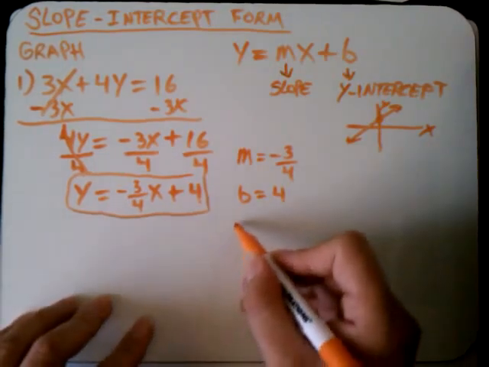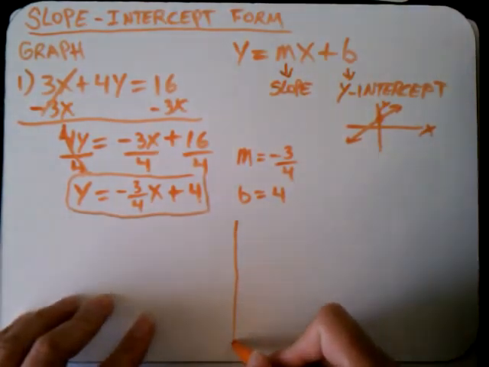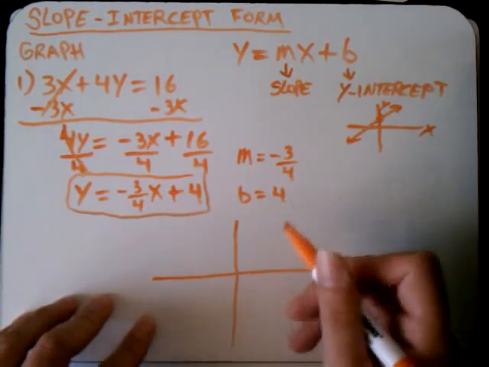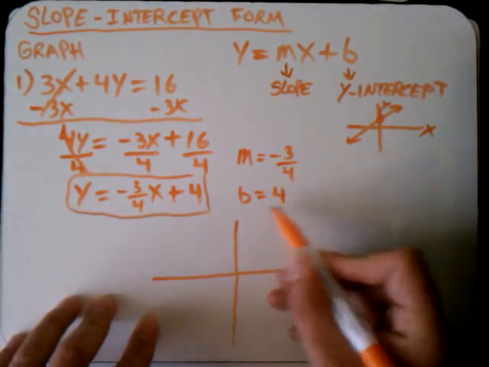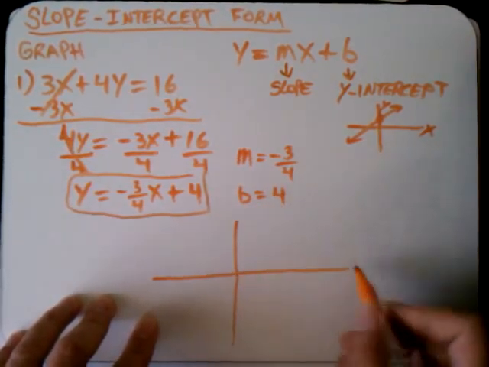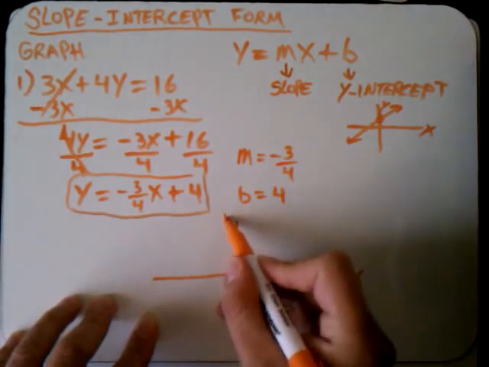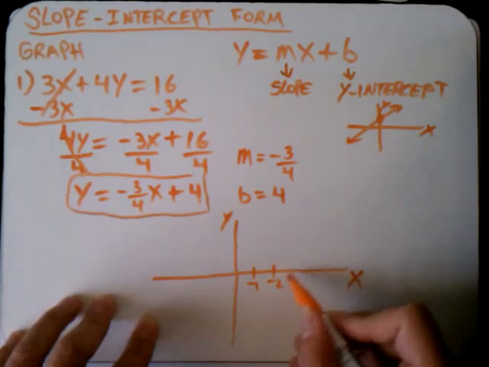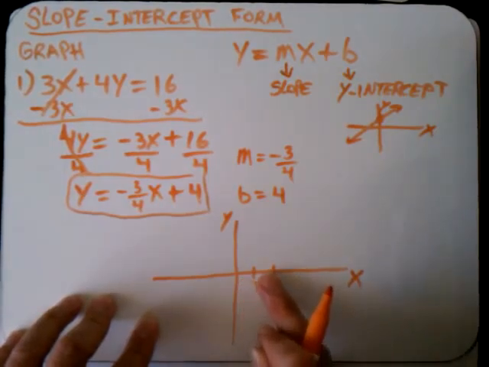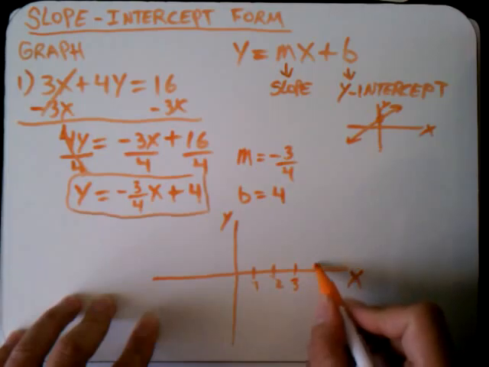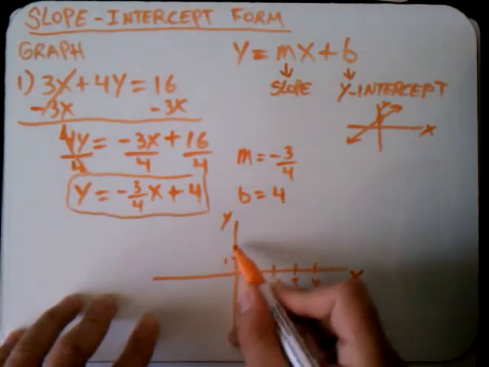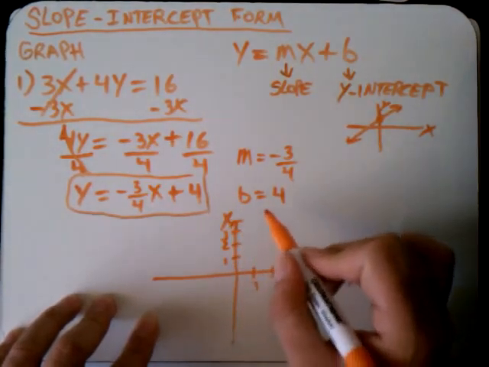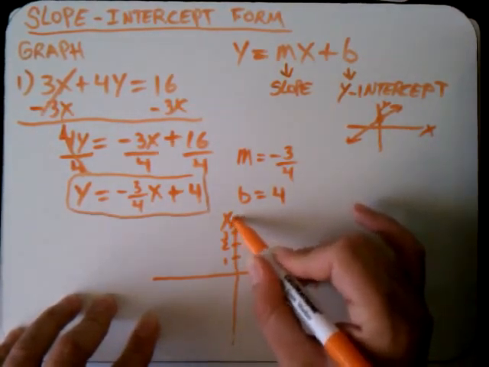Now we're going to do the graph. We're going to start with the y-intercept. In this case, it's 4. So remember, this is your x, and this is your y. This is minus 1, minus 2, I'm sorry. This is 1, 2, 3, 4, 1, 2, 3, 4. So our y-intercept is going to be here at 4.